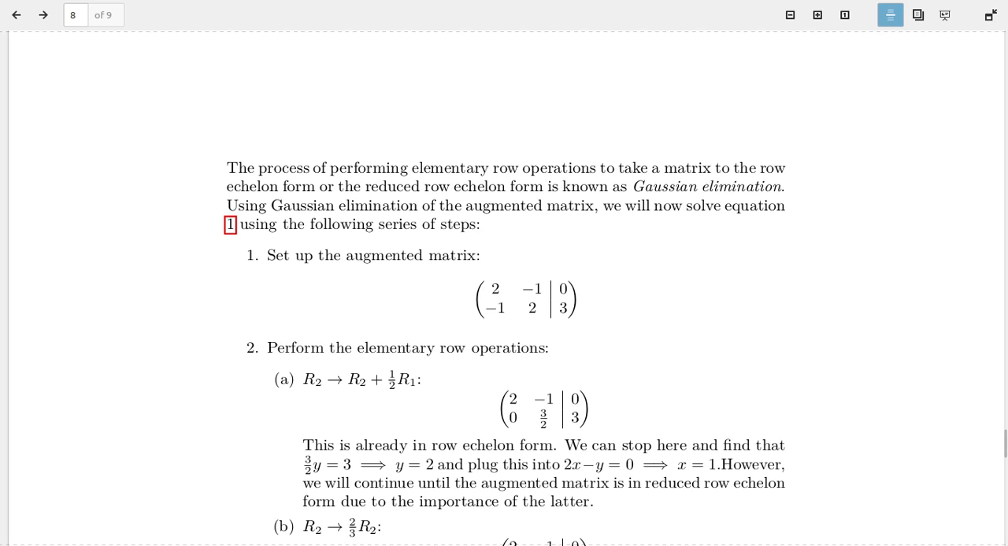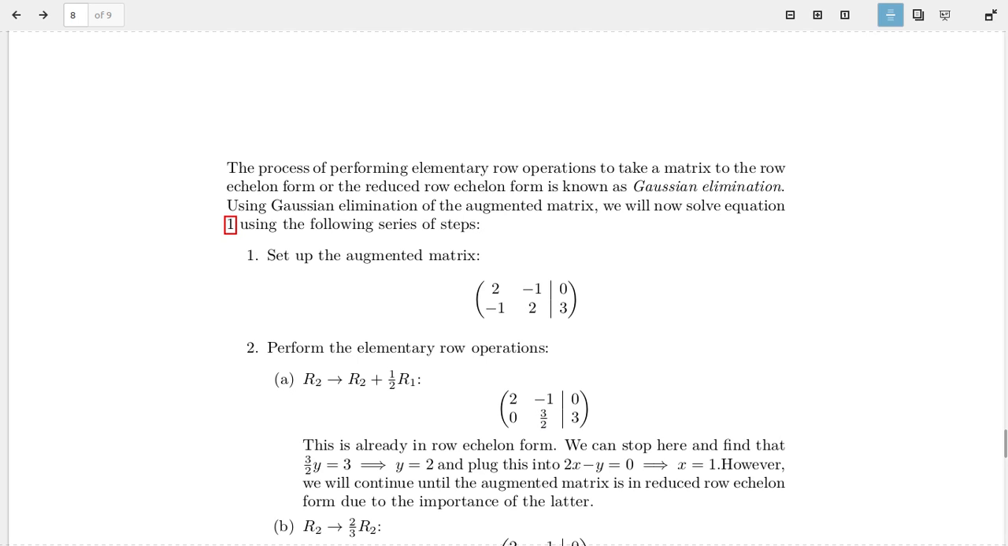So from here, we can actually solve the equation, right? I haven't finished the reduced row echelon form. There are a few steps left, but from here, you can actually deduce that 3 over 2 y equals 3, because remember, this is the coefficient matrix, and this is the coefficient of y. So 3 over 2 y equals 3, which gives you y equals 2. Plug this into the first equation, 2x minus y equals 0, and you have x equals 1.